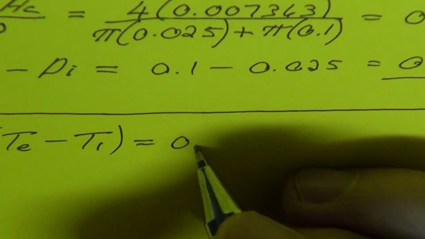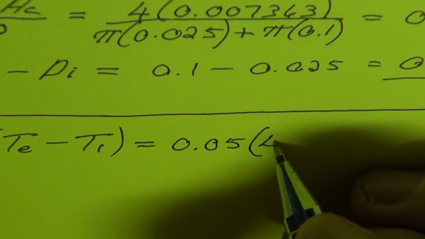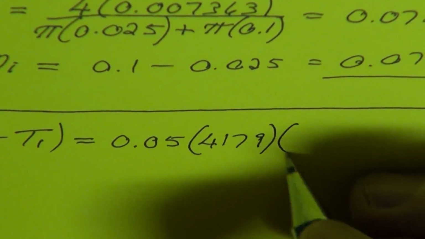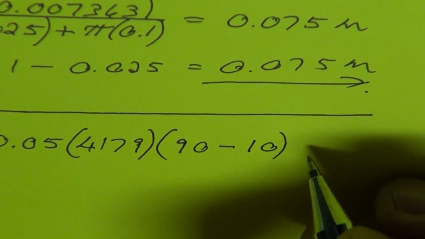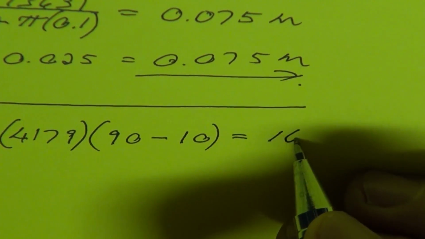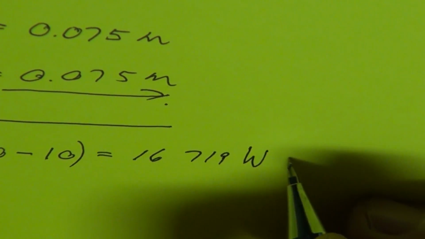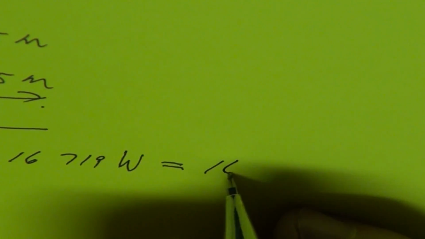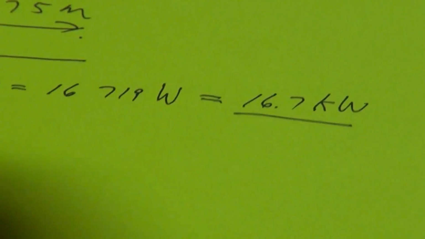The mass flow rate of the water is equal to 0.05. The Cp value is equal to 4179. And the outlet temperature is 90 minus the inlet temperature, which is equal to 10. So from this we can calculate the heat transfer rate as 16,719 watt, or engineering answer 16.7 kilowatts. So very easily we've calculated the heat transfer rate to the water.